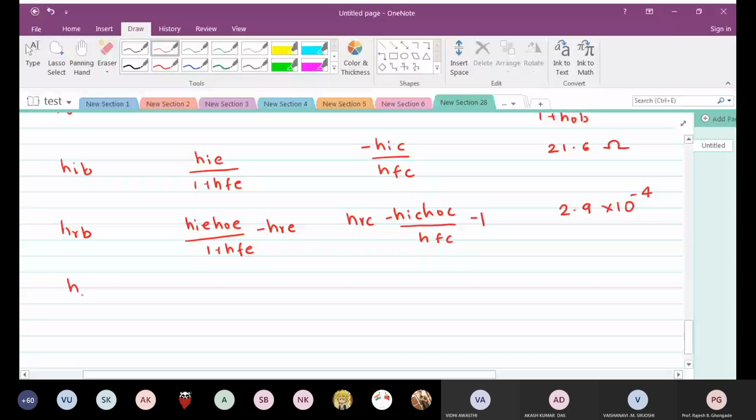HFB is minus HFE divided by 1 plus HFE. Here it is minus HFC divided by 1 plus HFC. And HFB for common base, the typical value is minus 0.98.